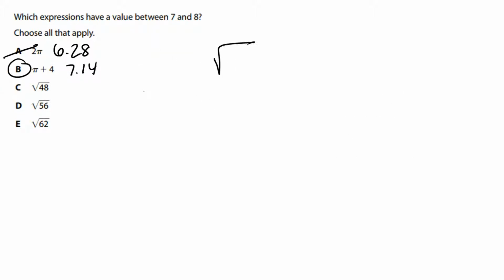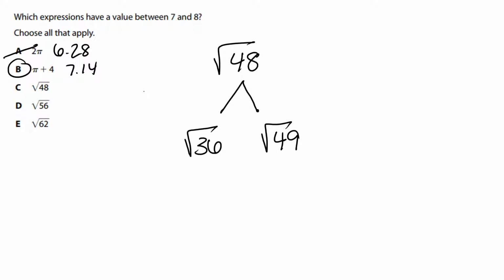Letter C, we have the square root of 48. Now the square root of 48 was not on our perfect square list, so we're going to make a simpler problem. Instead of 48, I know that 48 is between 36 and 49. 48 is in the middle. The square root of 36 is 6. The square root of 49 is 7. So 48 is in the middle of 6 and 7. We want answers that are between 7 and 8, so C is not a correct answer.